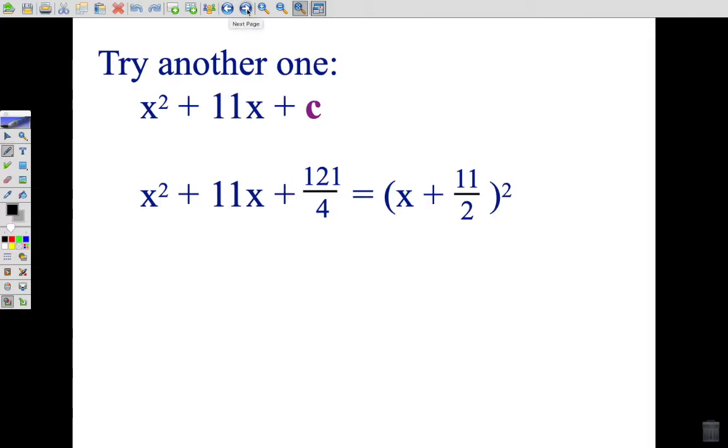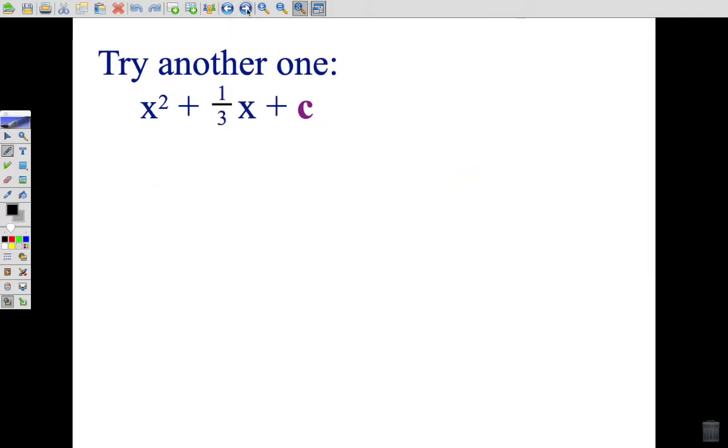Let's try one more with a fraction. Can you figure out what C is to force a perfect square trinomial? 1/3 divided by 2. 1/3 divided by 2 is 1/6. Then when you square 1/6, you'll square the 1 in the numerator and square the 6 in the denominator. So the C you're looking for is 1 over 36. Factor into x plus, what was 1/3 divided by 2? 1/6. So x plus 1/6, the quantity squared.